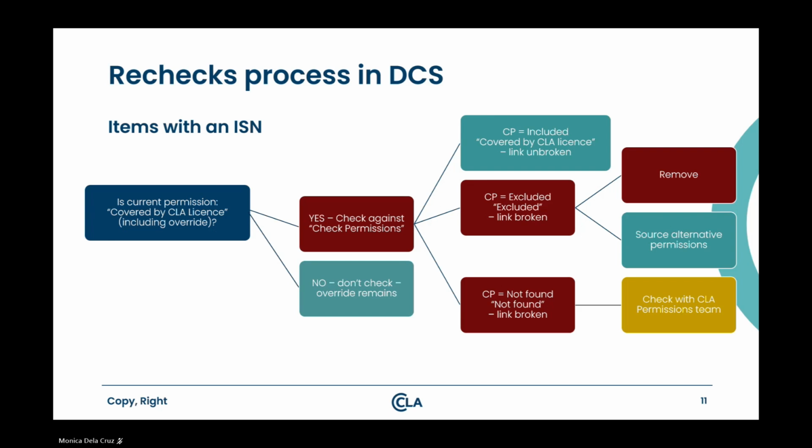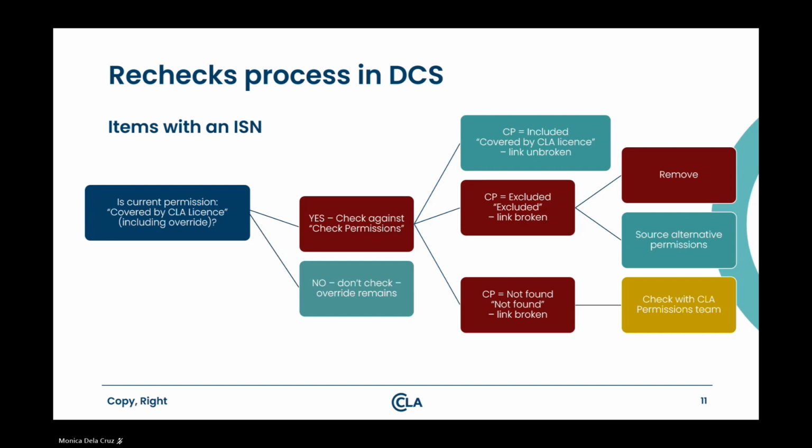So what happens is basically the system's going to ask questions. So first of all, is the current content request covered under CLA license? That includes the override. So either check permission says it's covered or you've applied an override. If not, then it won't be rechecked. Any override you've applied will remain and the link will be unbroken, so nothing changes. If it does say covered under CLA license, then it's going to be included in the rechecks.